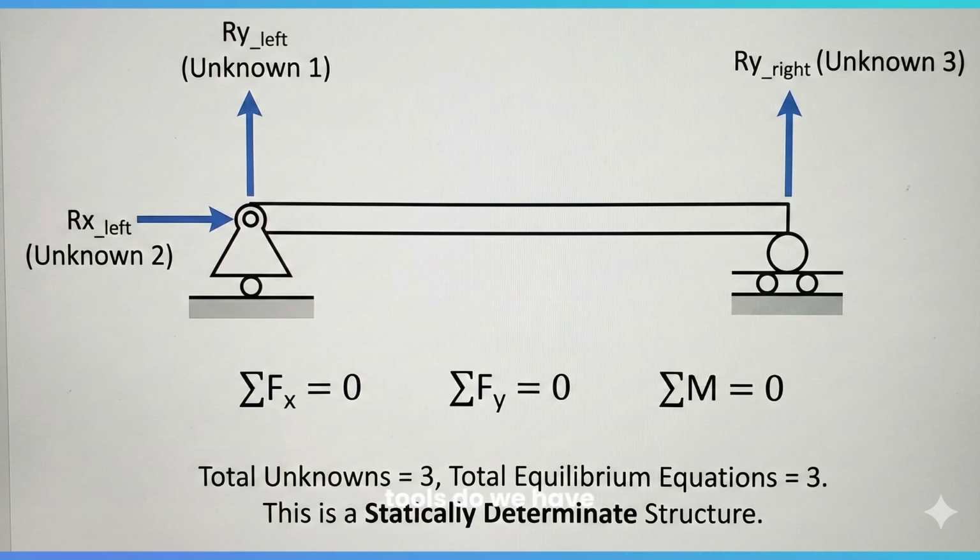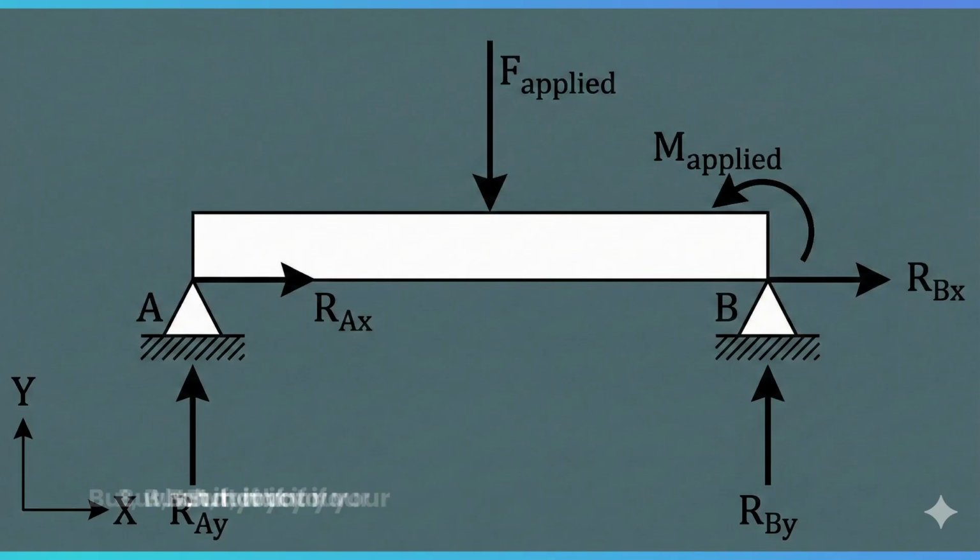And how many tools do we have in our toolkit? 3 equations. We have 3 unknowns and 3 equations. Because they match, we can solve this problem. We call this a statically determinate problem. It's solvable. But what if your teacher gives you this?